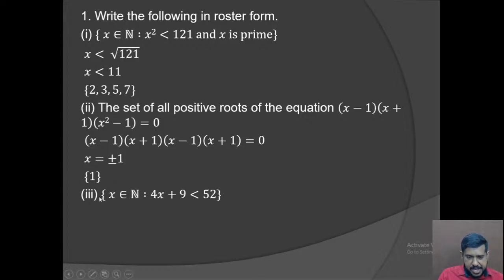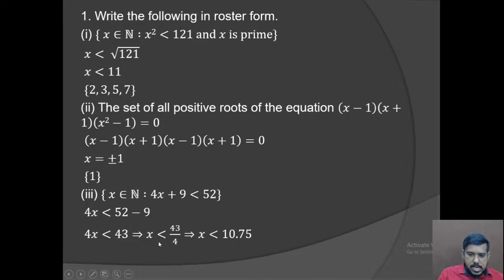Then subdivision 3, x belongs to natural numbers such that 4x plus 9 is less than 52. Okay, so inequalities and all we learnt already, isn't it? Right. Now take this condition and first you find the value of x. So 4x plus 9 is less than 52. So when you take the 9 to the right hand side, it becomes 52 minus 9. So 4x is less than 43. When you bring the 4 to the denominator, it becomes x is less than 43 by 4.